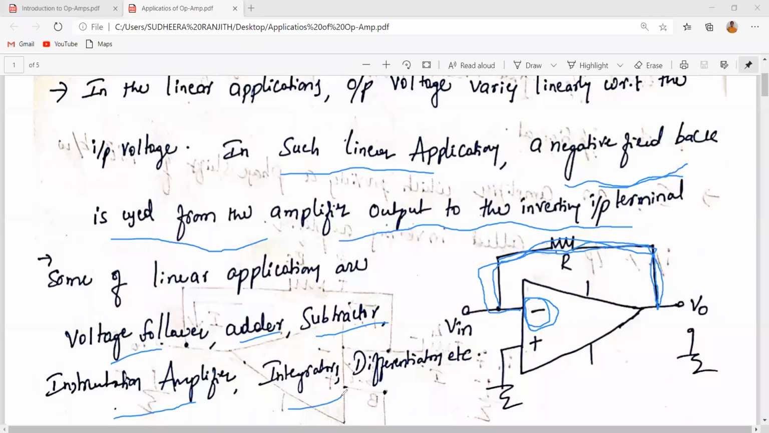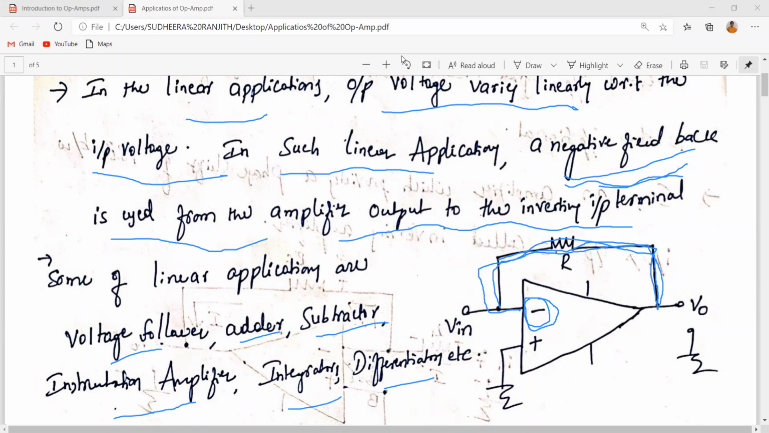Integrator, whose output is the integration of the input; differentiator, whose output is the differentiation of the input. In addition to these, we have the V2I converter, voltage to current converter, and current to voltage converter, right? So these are the various linear applications of the op amp. It is called linear because the output varies linearly with respect to the input voltage. In linear applications, generally we use negative feedback, which is nothing but the output connected to the inverting input of your operational amplifier, right?